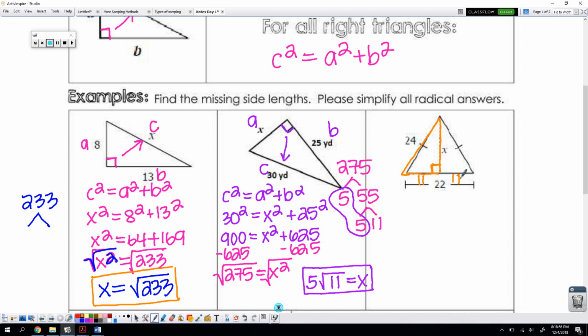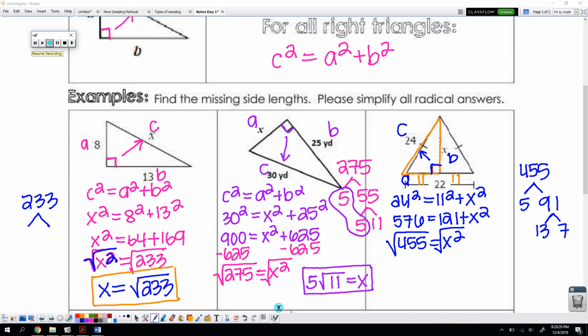All right? So I'm going to go ahead and pause and solve it. So what I have here is that 24 is our hypotenuse. So we do 24 squared equals 11 squared plus x squared. And then we go through and we solve it. So I ended up with the square root of 455. And if you look at my factorization here, it looks like it goes to 5, 13, and 7. None of those are pairs. So our final answer is x equals the square root of 455.